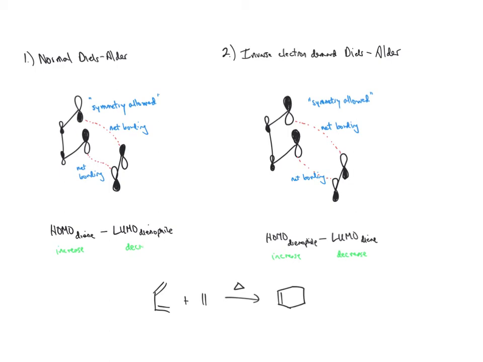So the question really is, how do we actually do this? How do we increase the energy of the HOMO, and how do we decrease the energy of the LUMO? And the answer is we add electron density or remove electron density. So let's talk about this a little bit more. Normal Diels Alder reaction.